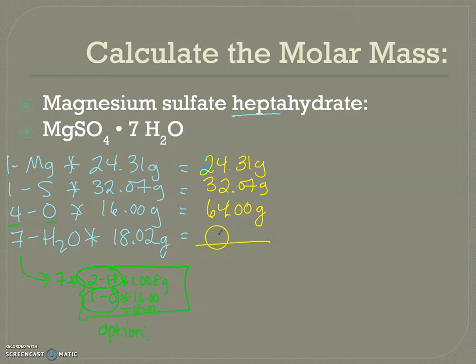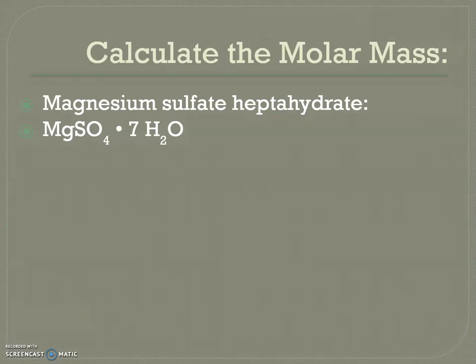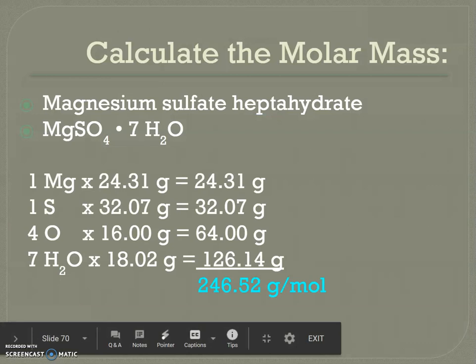I forget the mass of it, but the whole thing adds up to 246.52 grams, and you have to write per mole. So you'll see on the next slide here, I have it worked out. There we go. It's 126.14. I forgot to write it down for my little cheat sheet. But that is our molar mass of magnesium sulfate heptahydrate.